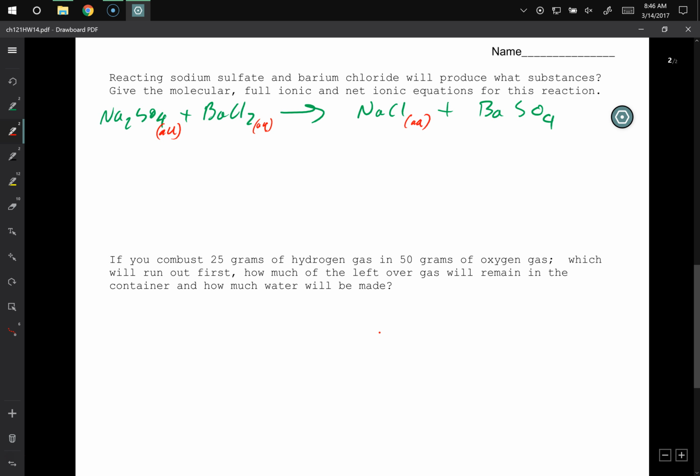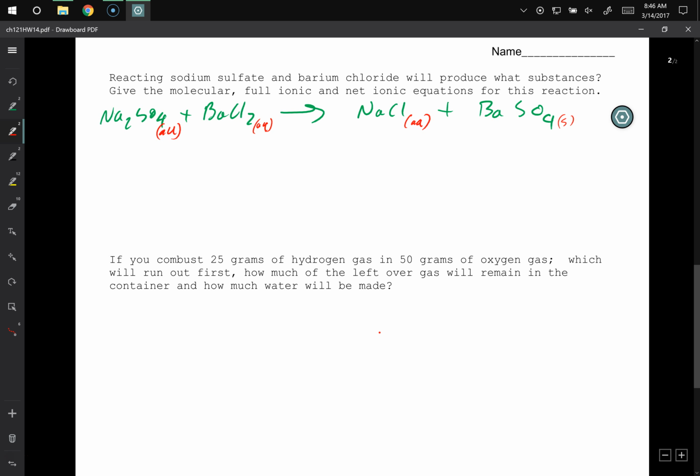And then what about the barium sulfate? Why is that one a solid? That last rule says sulfates are soluble except sulfates that have barium and calcium. So this guy's insoluble. So I've got two test tubes, one with sodium sulfate and one with barium chloride. I mix them together, and then I end up with a table salt solution surrounding a bunch of barium sulfate solid that fell to the bottom.